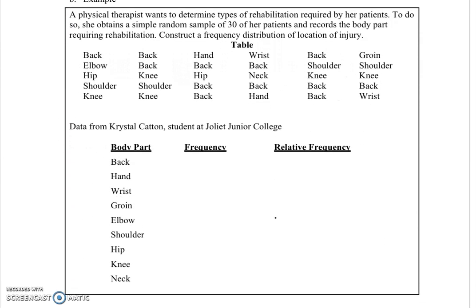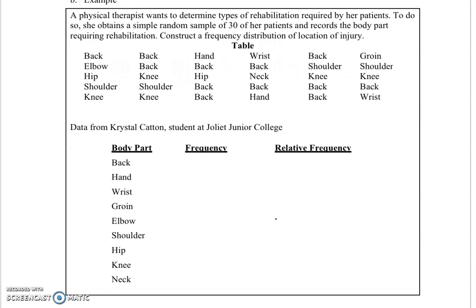We have a physical therapist who wanted to determine the types of rehab required by her patients. To do so, she obtains a simple random sample of 30 of her patients and records the body part requiring rehab. So construct a frequency distribution of the location of the injury. So you can see here we have a table of body parts, and below that we have a table that has each body part listed, and then a column for frequency and a column for relative frequency.